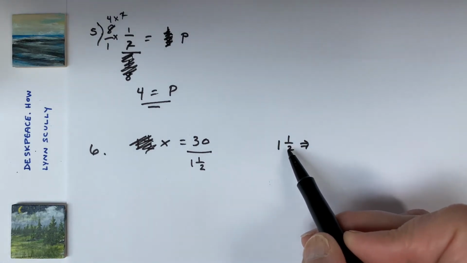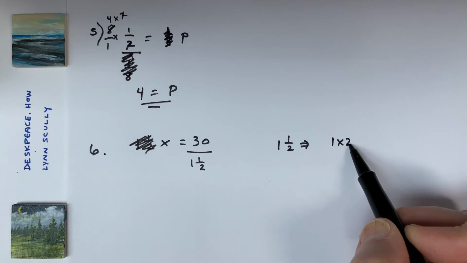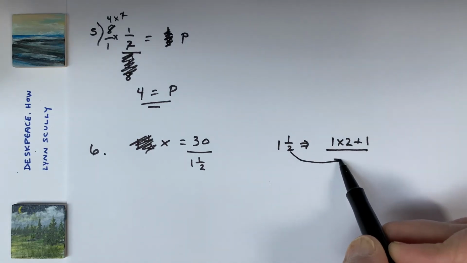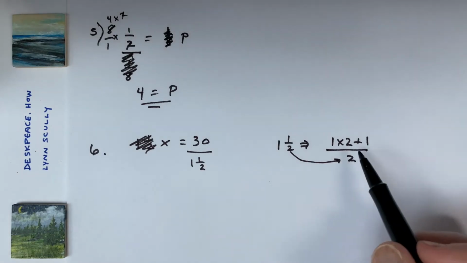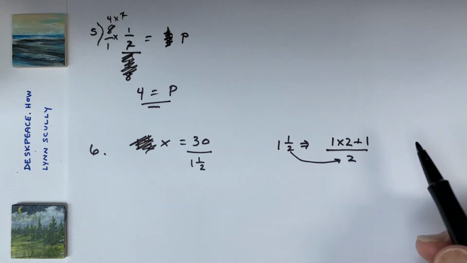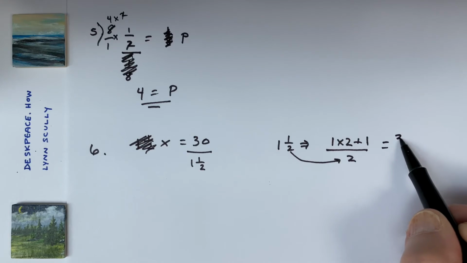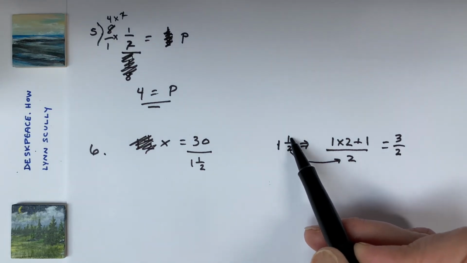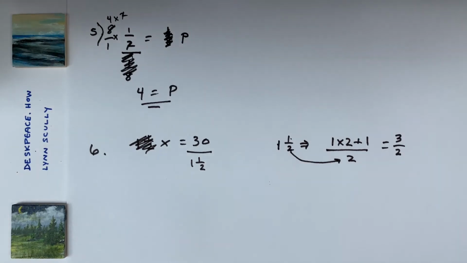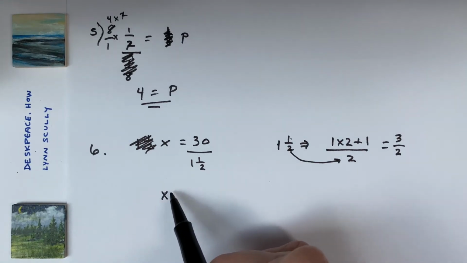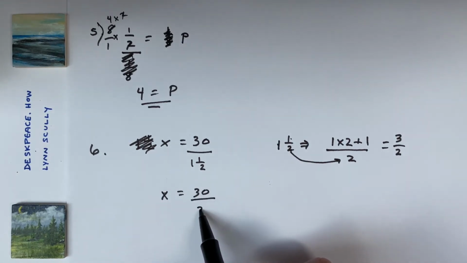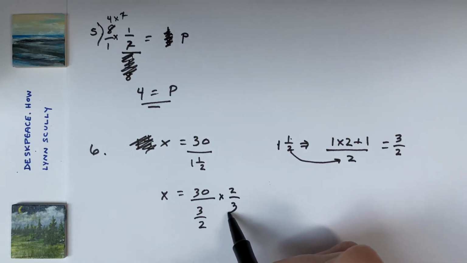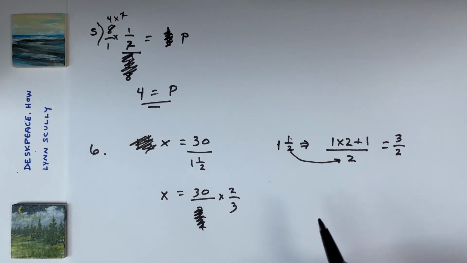It goes the whole number times the bottom, plus whatever was on the top, all over the bottom stays the same. 1 times 2 is 2, plus 1 is 3. So I get 3/2. So again, this times this, plus this, all over this. So now I actually have x equals 30 over 3/2. Now I can flip the bottom over, put it at the top, look to reduce.